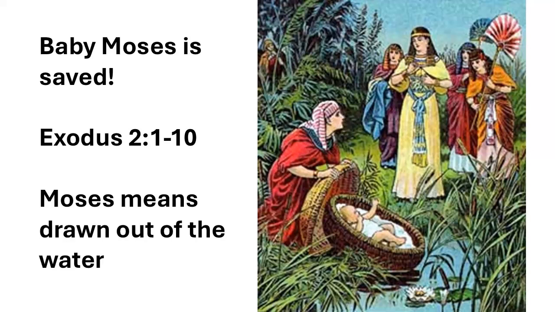So the baby was taken home, and then at a certain age, the mother gave the baby back to the daughter of the king to be adopted. And so she adopted Moses, and he grew up as an Egyptian. And this daughter of the king was the one who called him Moses, because the name means he was drawn out of the water.